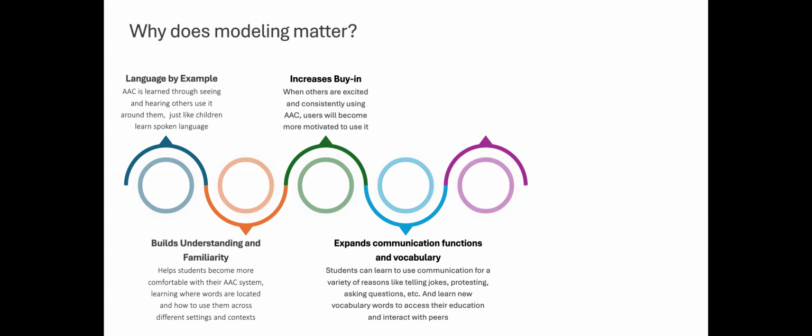Modeling expands communicative functions and vocabulary. So students can communicate for a variety of functions. This can be like asking questions, protesting, requesting, participating in social conversations. There's so many reasons why students communicate. And when you model all of those reasons, we can create well-rounded communicators.